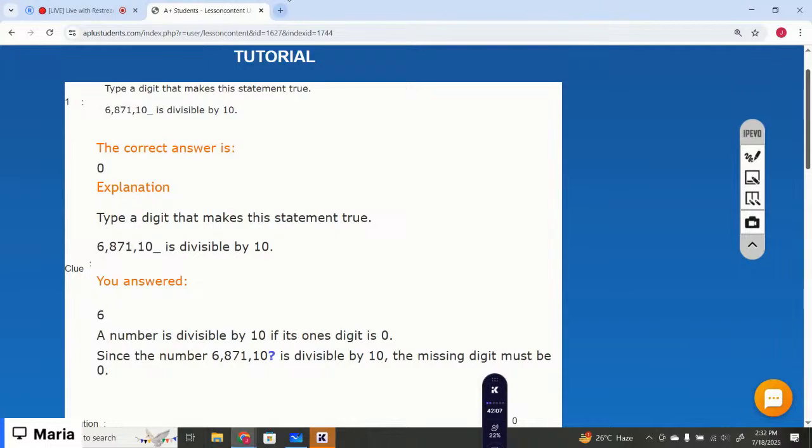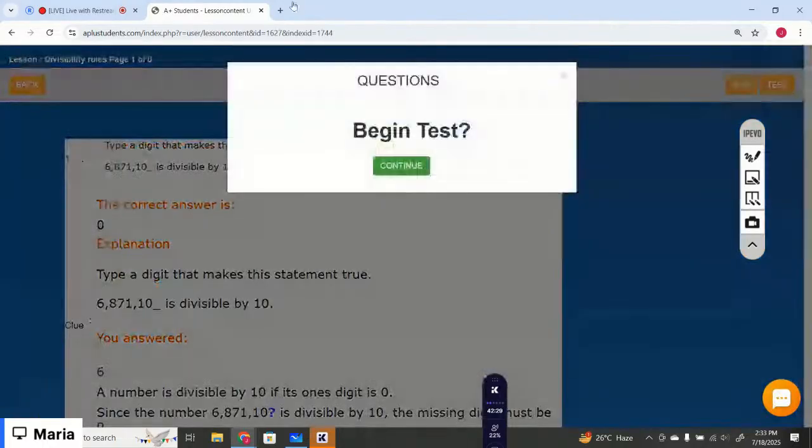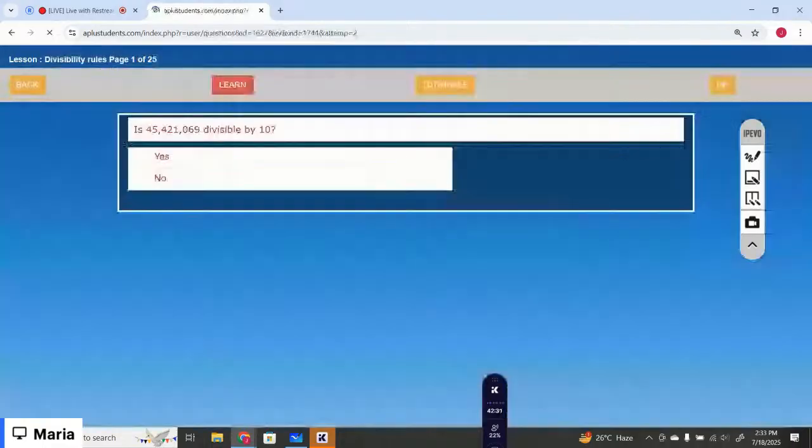Basically, the number must be divisible by 10, right? So the divisibility rule for 10 is that the ones digit must be 0. So you need to add a 0 at the end, so that would be 0. Let's just start with the test questions.